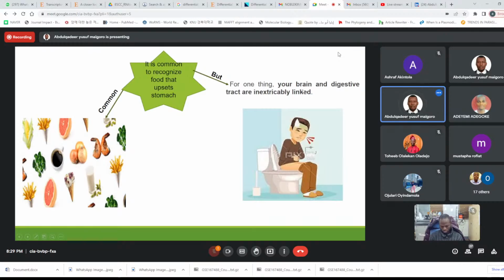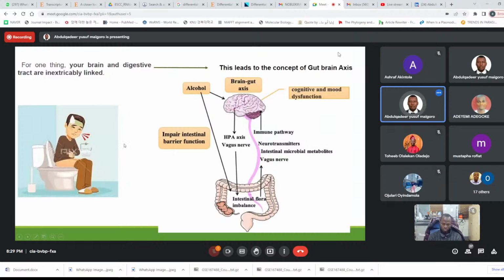But for one thing, you have to know that your brain and digestive tract are inextricably linked. Here I'm talking about stress. When you look at this picture, it seems like he is having a tough time from his brain. He's sweating and all that. And now he's in toilet. Yeah. The brain also communicates with our own stomach in a concept which we call the gut-brain axis. The brain, through the vagus nerve, communicates with our intestine.